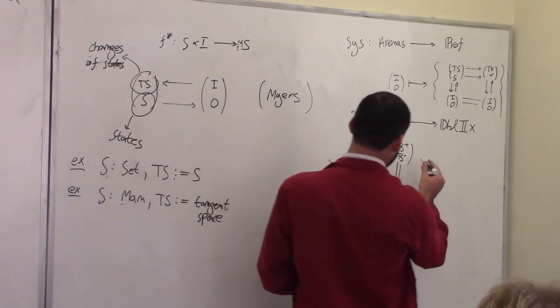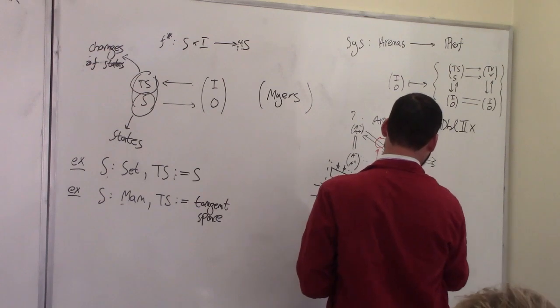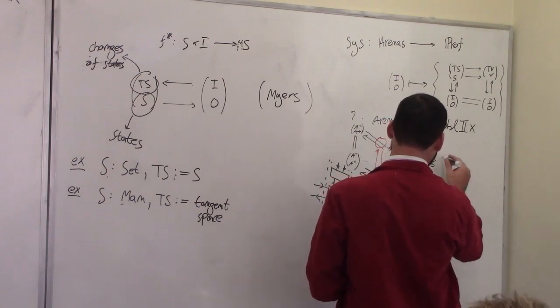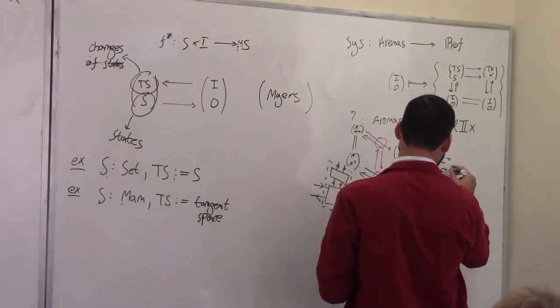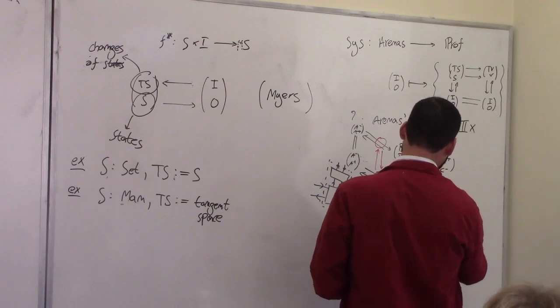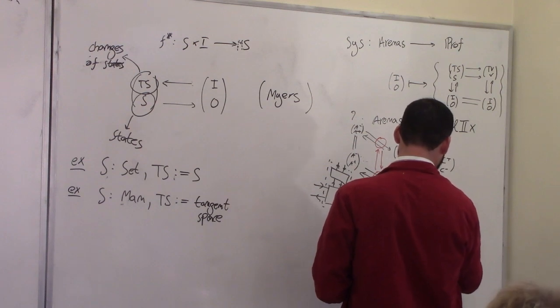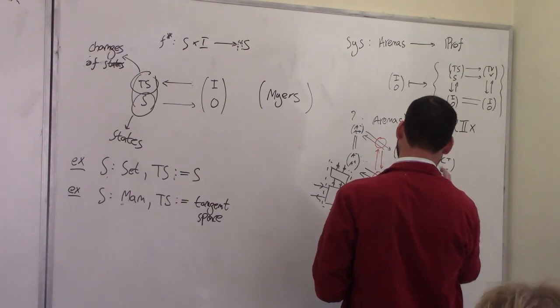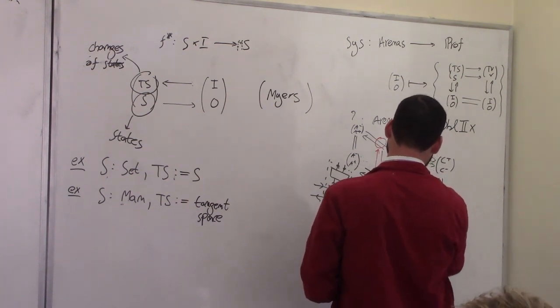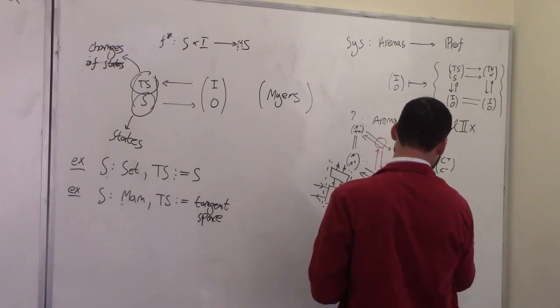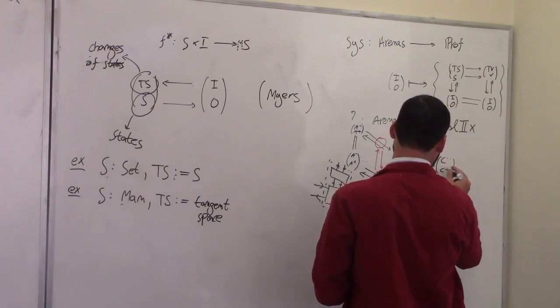And the two cells we get in the front are pretty boring, because if these are identities, these are just identities.